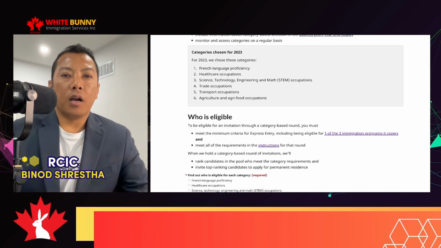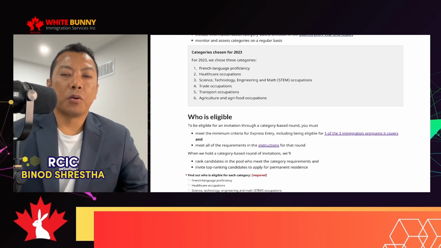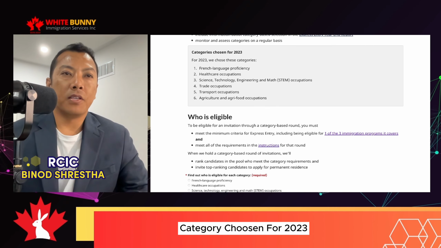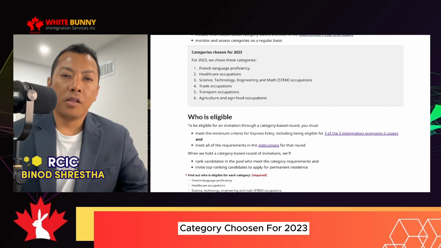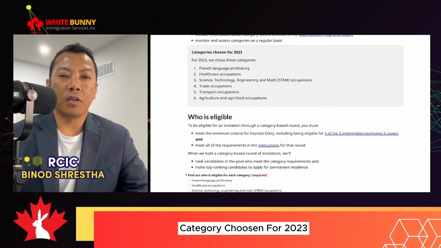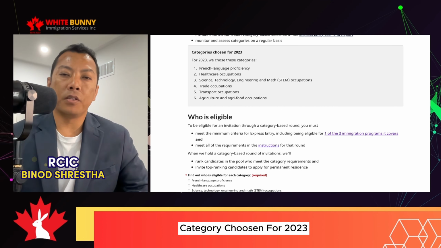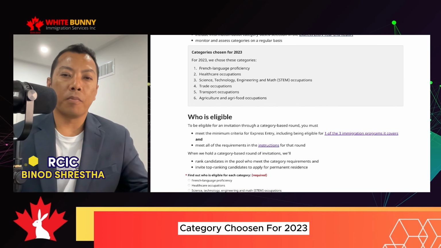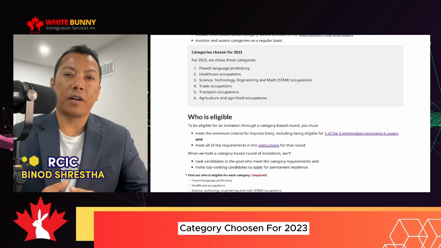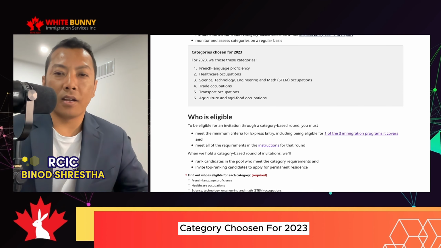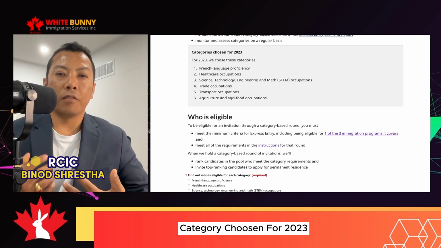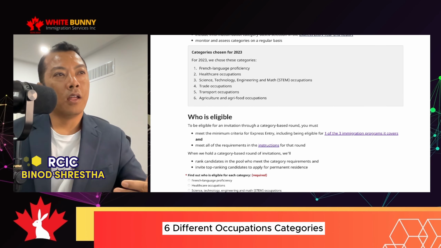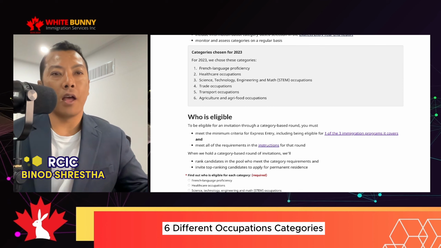What are the categories chosen for the year 2023? This may change for the upcoming year, right? Based on the market, based on the demand of the market. If certain occupations or jobs are still in demand, they will add them. If for some jobs or occupations Canadian employers are finding the candidates inside Canada, then they will remove those categories in upcoming years. But for the year 2023, these are the 6 different occupation category groups they have created.